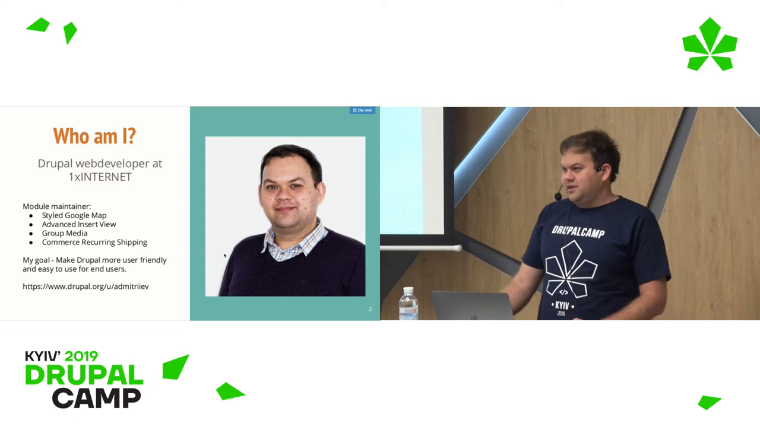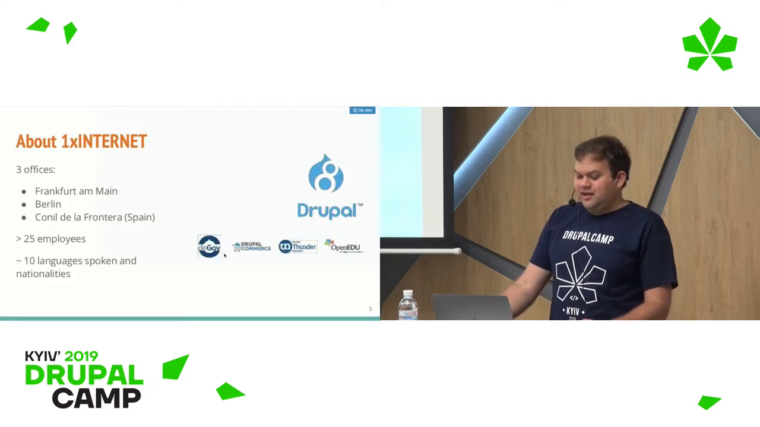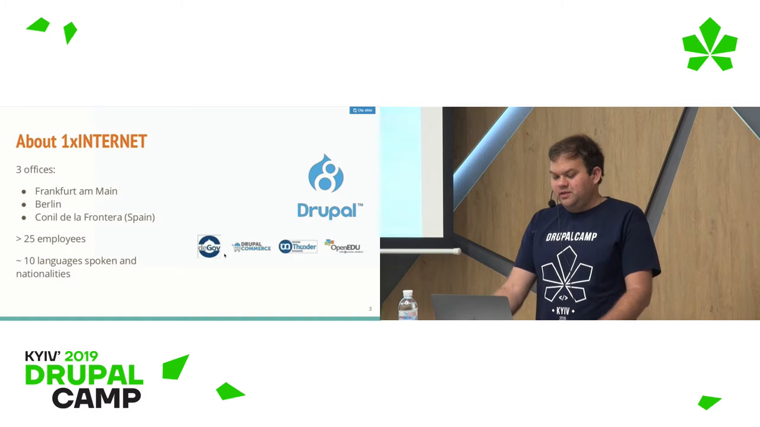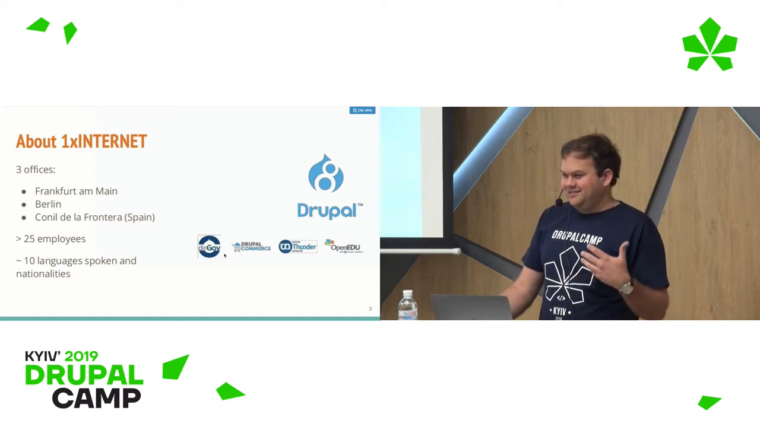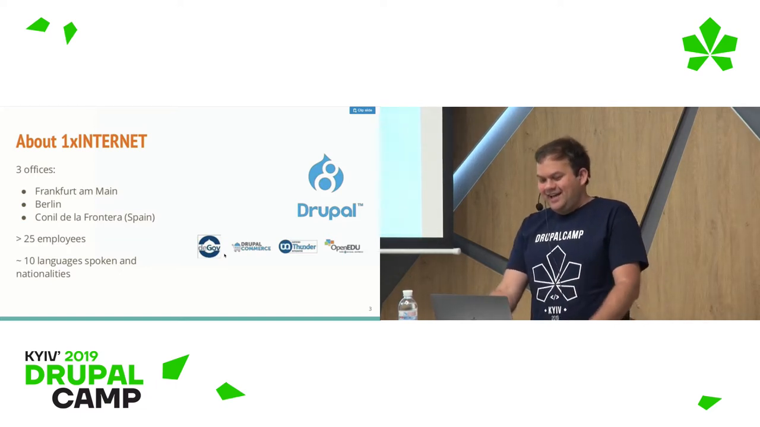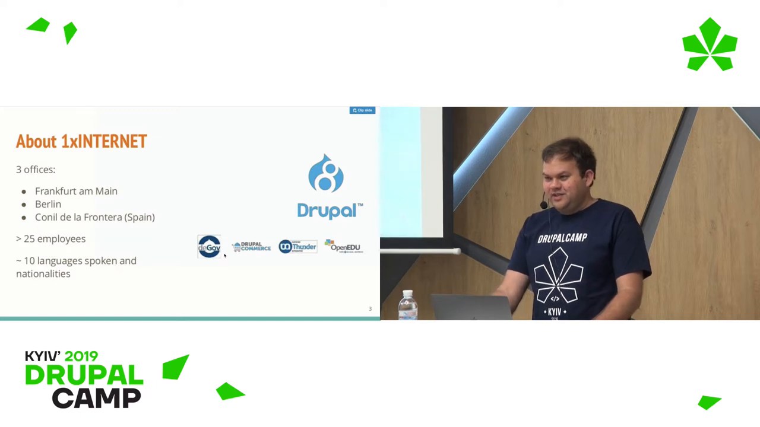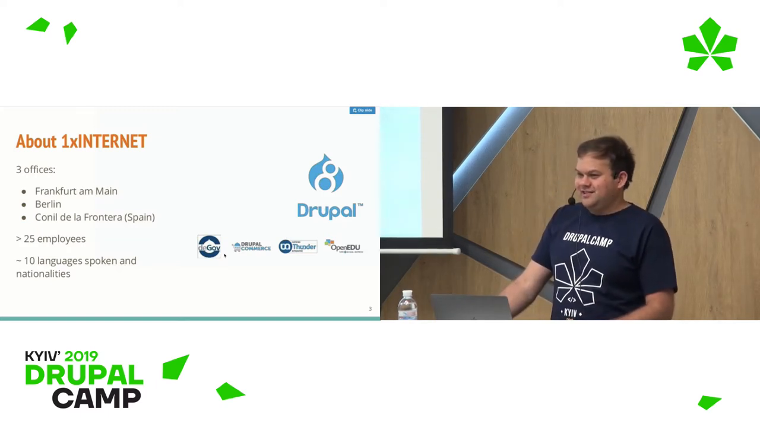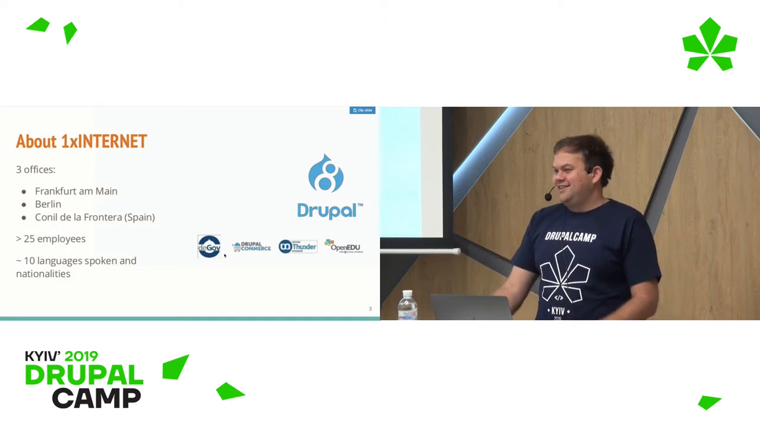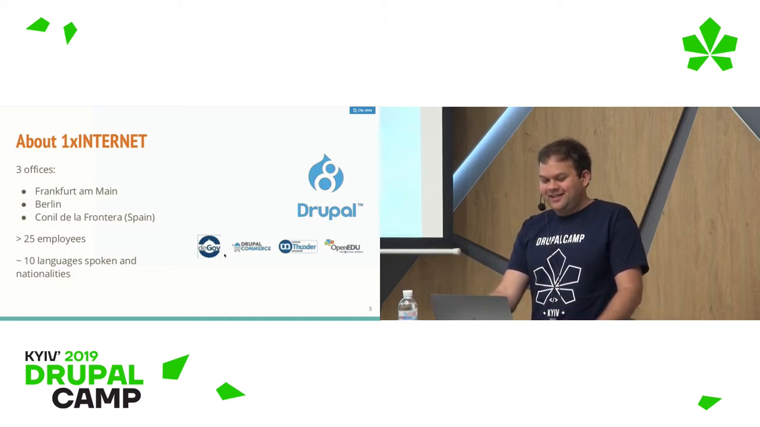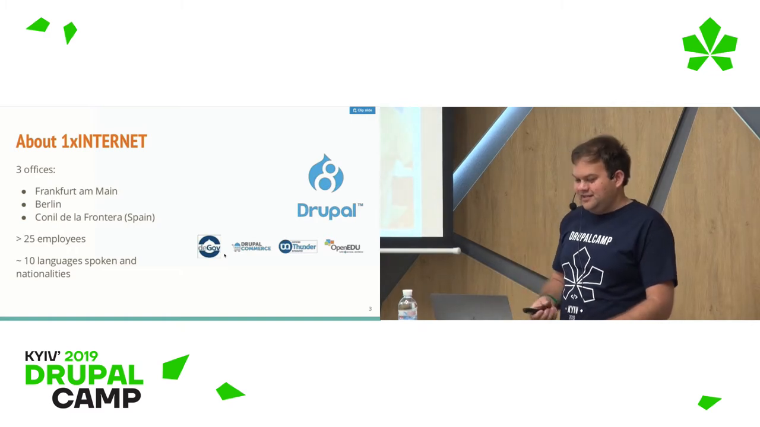And a couple of words about our company. So we have three offices. The main office, headquarters, is in Frankfurt am Main. Then the next one is in Berlin, also in Germany. And we have one more in Conil de la Frontera. It's in Spain, just on the ocean coast. So it's only 100 meters away from the ocean. And in total, we have more than 25 employees. And the biggest feature of our company is that we have more than 10 nationalities. So there are people from Belgium, Pakistan, Ukraine, like me and my colleagues, from Iceland, Hungary, and all other countries. And we really enjoy doing our stuff together, as you can see on the slide.